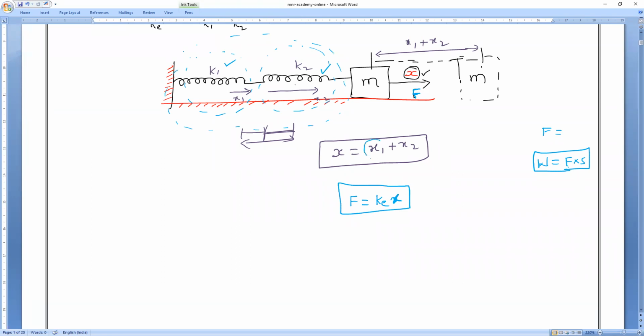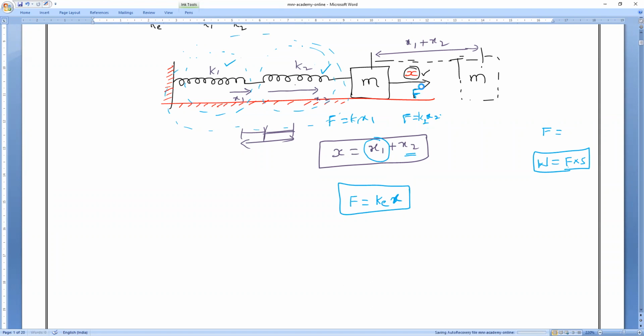Then what about X1? Can you tell me what X1 is? In this case, F is equal to K1 into X1. Same way for X2, what will come? Force is equal to K2 into X2. That is what you should understand.